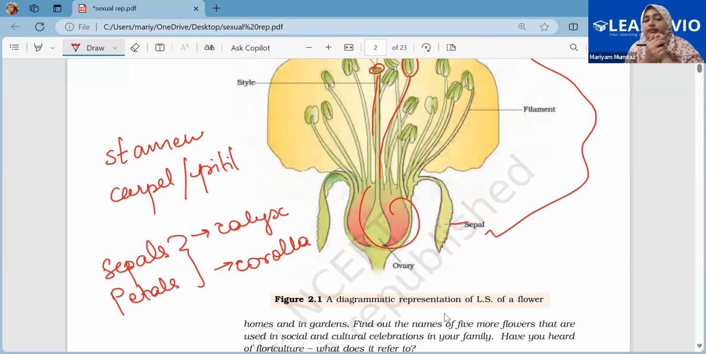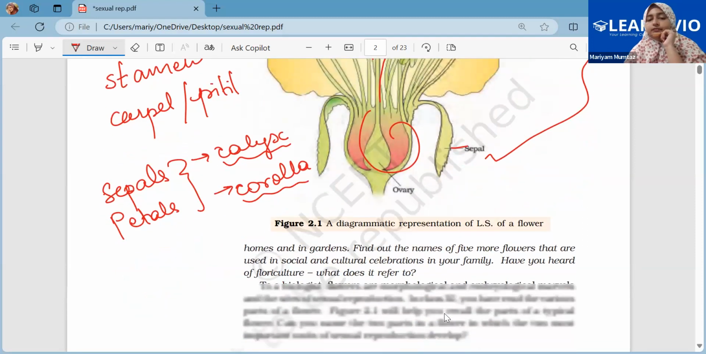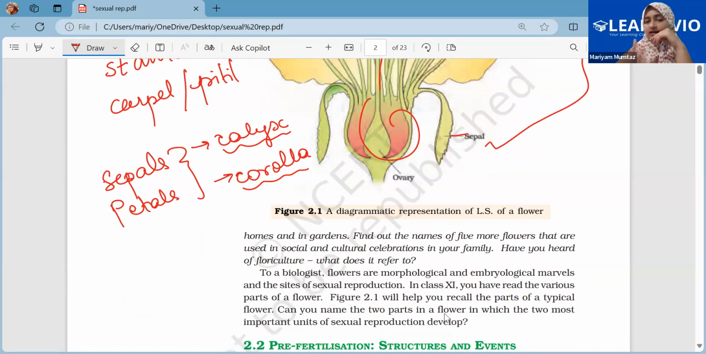And one more thing to remember is that androecium and gynoecium are the ones that are directly involved in the reproduction process, whereas calyx and corolla are not directly involved, but they are indirectly involved, as what they do is that they attract the pollinators. Any doubts up until now? We'll discuss pollinators later on.